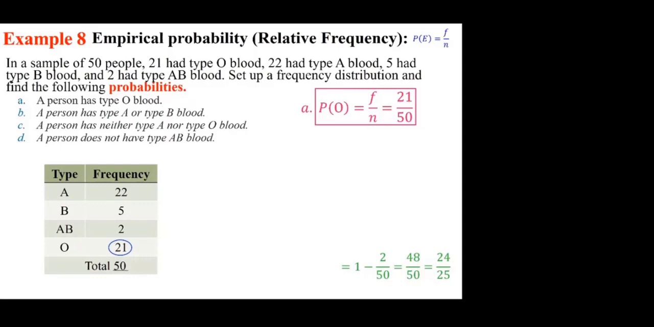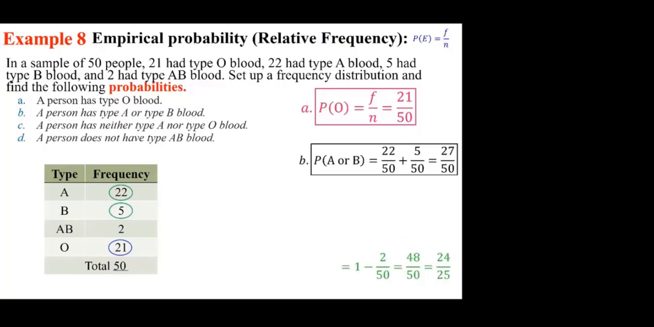Part B is asking a person has type A or type B, and there's nothing in common. So A and B, we add them up. 22 plus 5 over 50. And again, we simplify if we can.